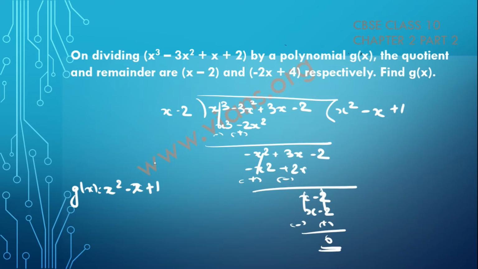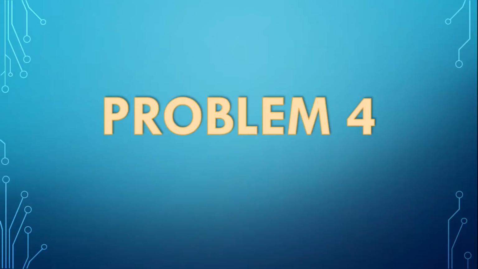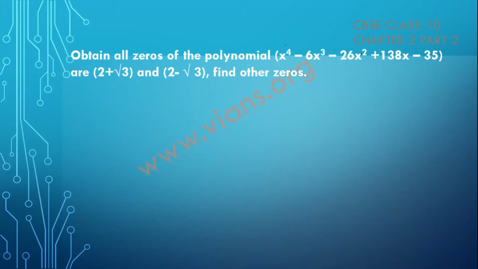If you see, this is what we've solved in, and we've got over here as well. G of x is equal to x square minus x plus 1. Alright. So now let's go over to the next problem. Problem 4. Obtain all zeros of the problem, and this is the problem.